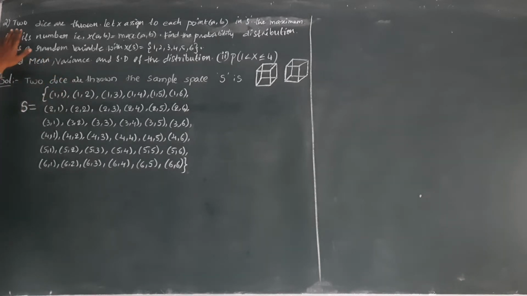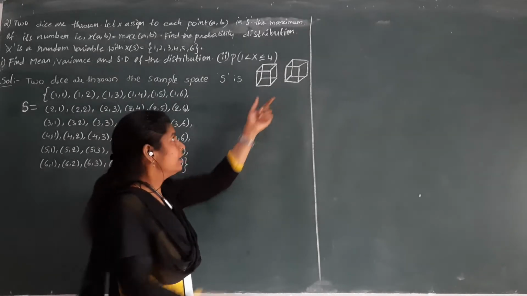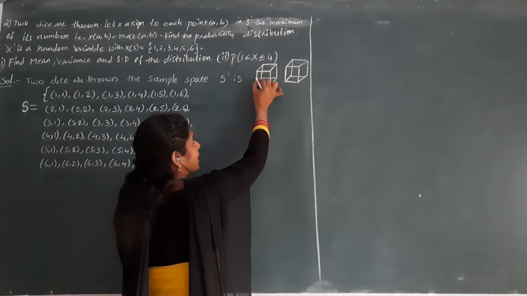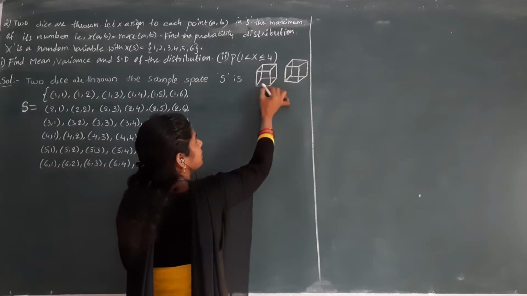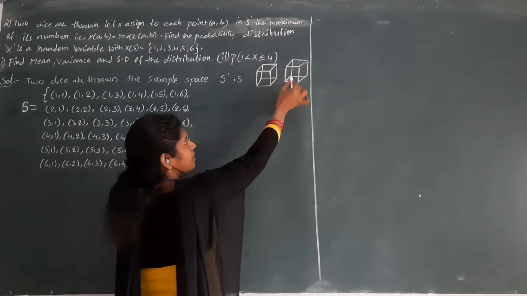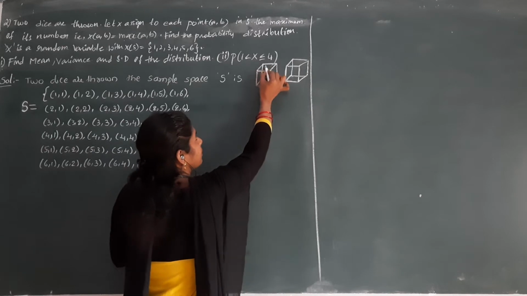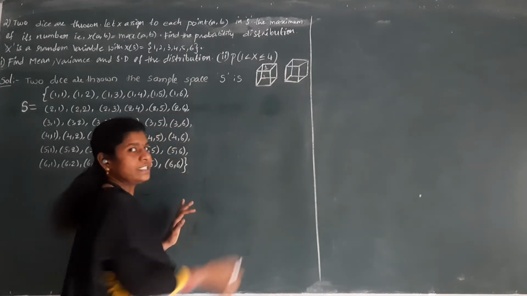In this question, two dice are thrown. See here, I consider two dice. This is the first die and this is the second die. For a die we have 6 faces: 1, 2, 3, 4, 5, 6. For each die we have 6 faces, as you already know. For example, the top of the die is 1 and this one is 2. Totally we get 6 faces.